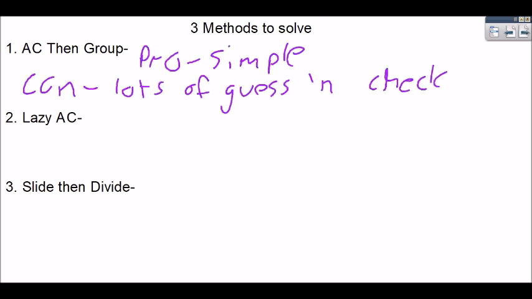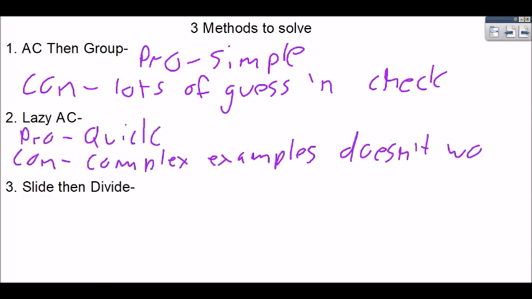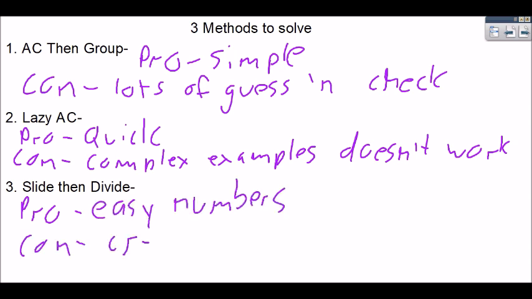The next one is the lazy AC. The pro is that it's real quick and gets you to the answer. The con is sometimes it doesn't work for more complex examples. And then the last one is slide and divide. Slide and divide is super good when we have easy numbers to work with. The con is it sometimes creates fractions. So let's find out which method you like best.